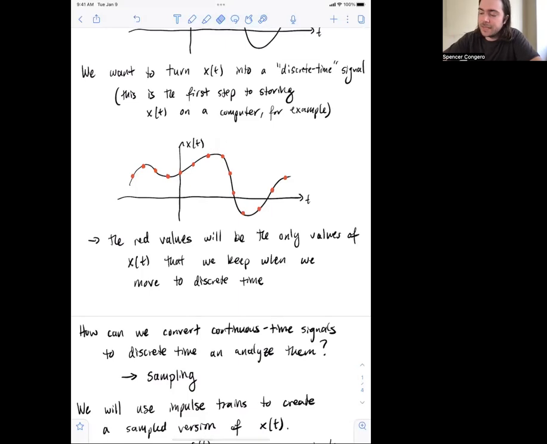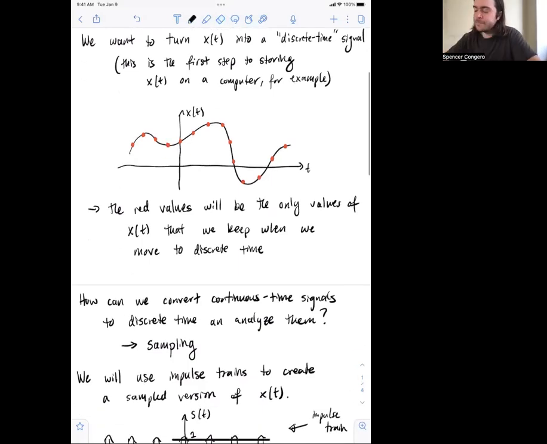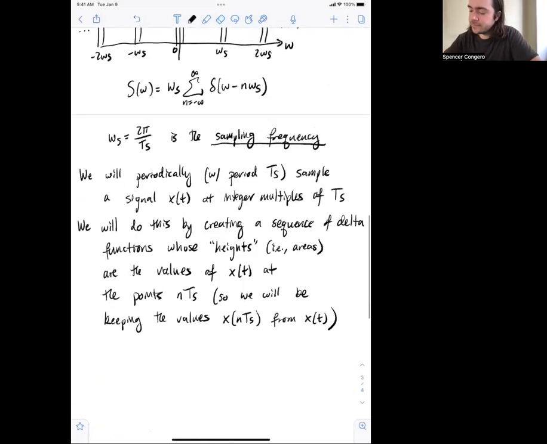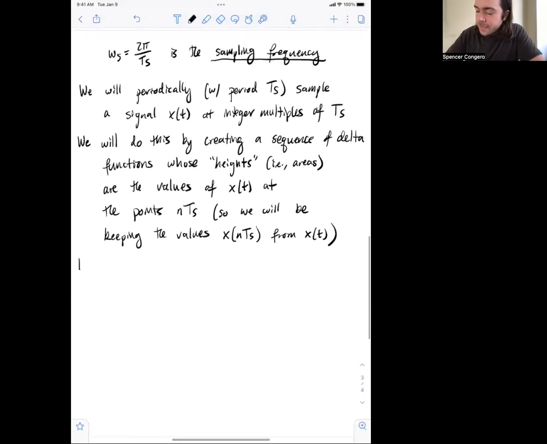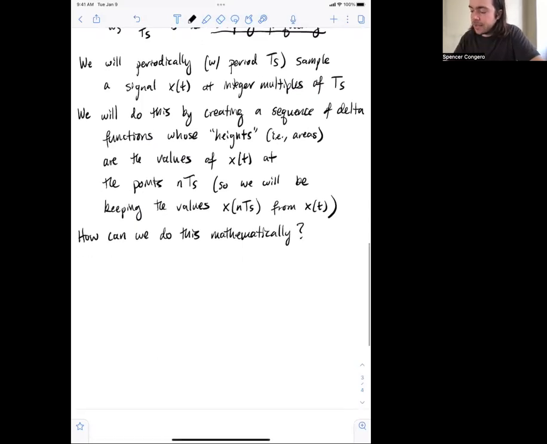Okay, so that's how we're going to discretize our signal. We're going to represent it as a bunch of deltas whose heights or areas are the values of x of t at those points. So that's our goal. But the big outstanding question is, how can we actually do this methodically and mathematically, so that we can be precise about everything?